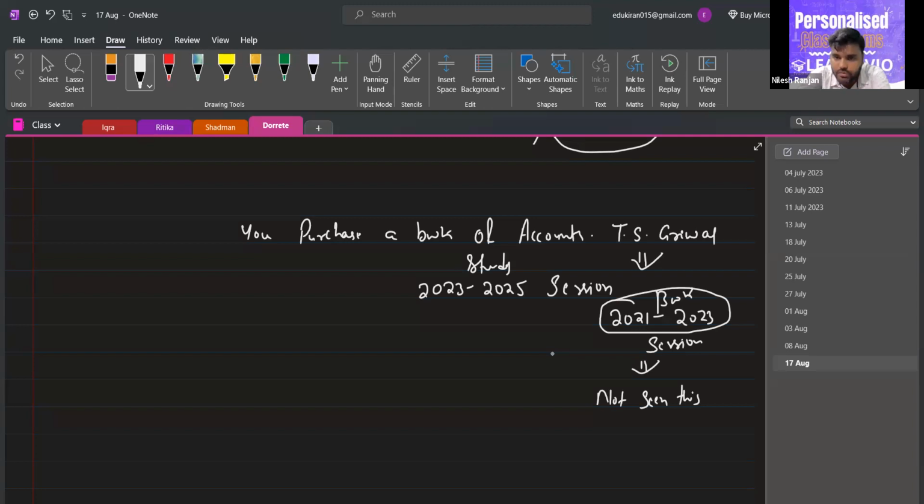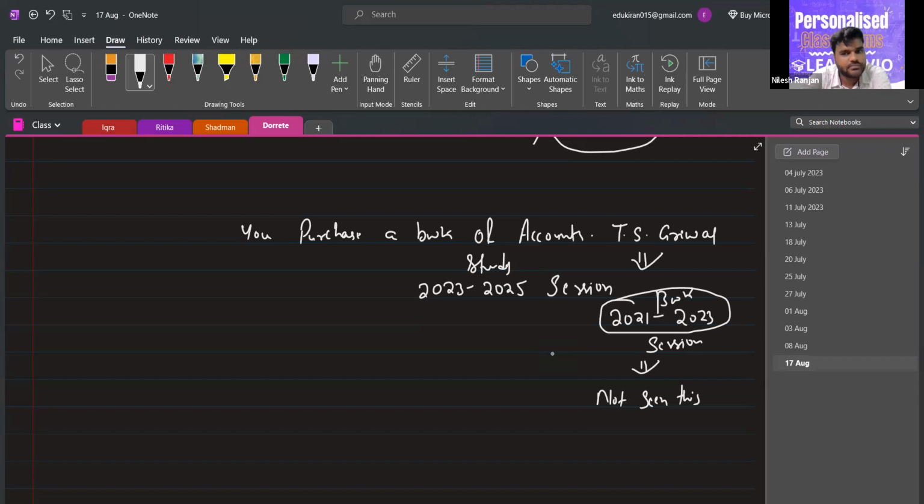If you return the book, will you get anything? No, sir. My cash. Your cash, yes? Yes, sir, because the shopkeeper is not your relative or anyone who knows you. So you purchase the book in cash, and if you are returning the book, he will give you cash.